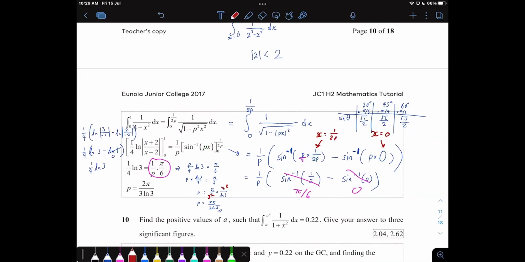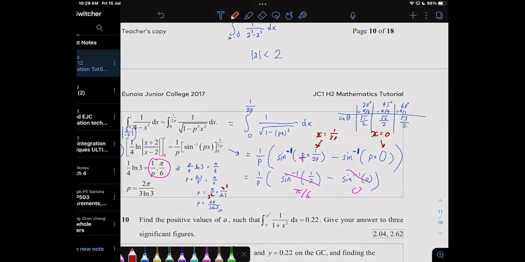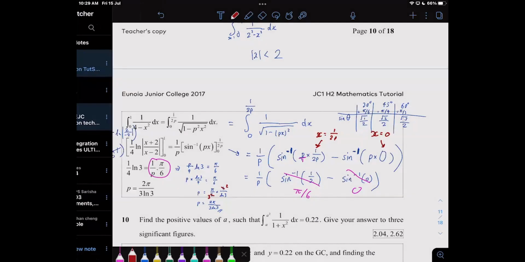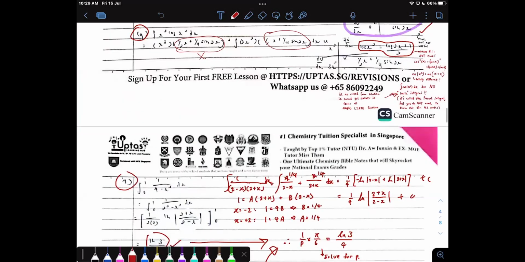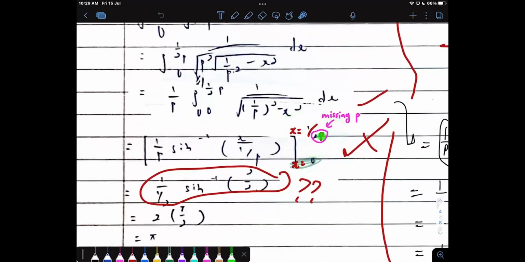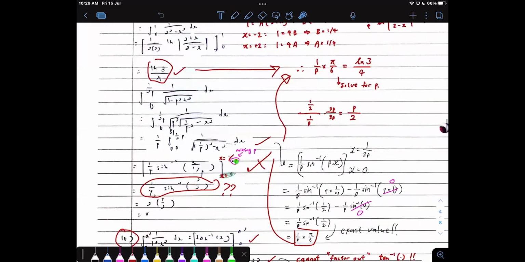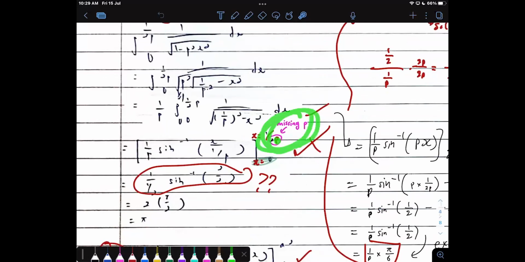Okay, let's see what went wrong with your working. You got ln 3 over 4, that is fine. But here, you wrote down wrongly. Do you see? You missed out on a p. This is question 9, by the way. Missing p. Oh. Ah. No wonder I cannot find the answer. Yes, correct.